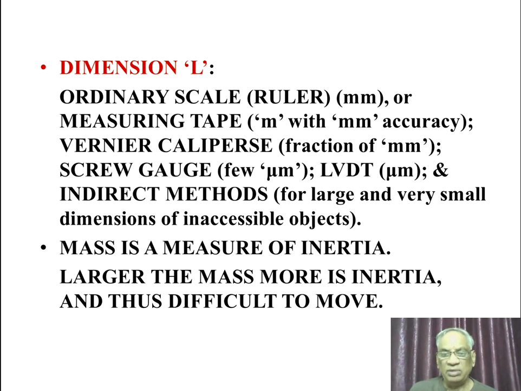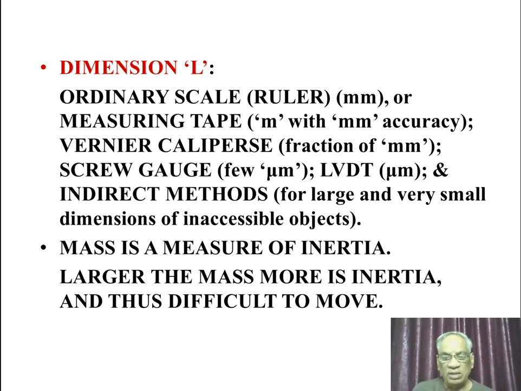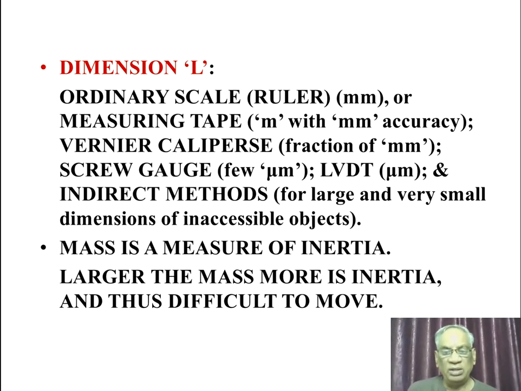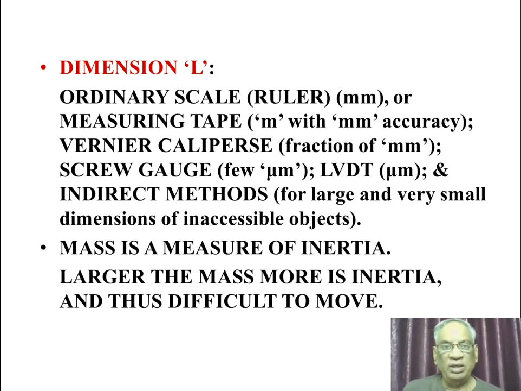There are indirect methods, which are used where you cannot measure directly, for measuring large and very small dimensions of inaccessible objects. When it comes to mass, it is a measure of inertia, and the larger the mass, the more the inertia, the more difficult to move, because inertia refers to the resistance offered by the body to changing its position.